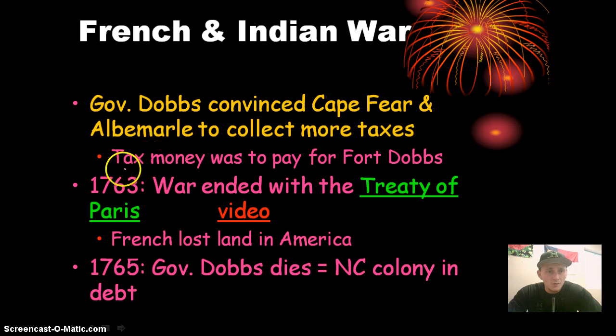All right, for the French and Indian War, do know that tax money went to pay for Fort Dobbs. So pretty much during the war, the British still are taxing the colonists, which is a major problem with the colonists because they weren't even in the war. The British were fighting and still taxing the colonists a lot more money. All right, the war is going to end with the Treaty of Paris. Do know that. All right, the French and the Indians lost the land. All right, Governor Dobbs is going to die in North Carolina. He's going to be in debt for a little while.